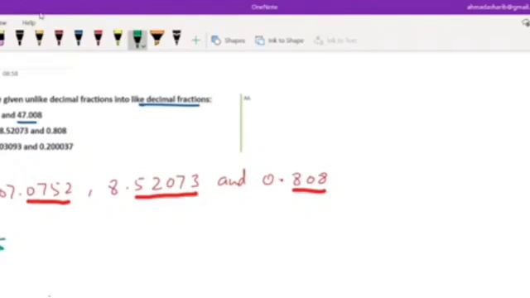So first of all, write 507.0752 and maximum number of digit is 5.